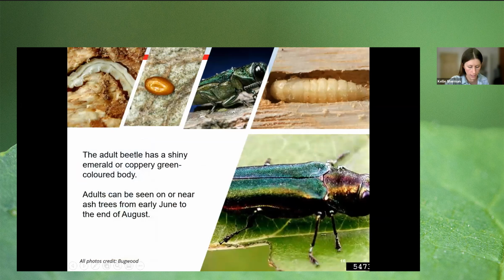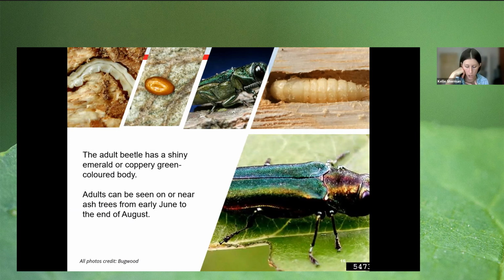So in terms of ID, the adult beetle is probably the most distinctive part. It has that shiny emerald or copper green colored body. The eyes are large, bronze or black and kidney shaped, and the body is quite narrow. I also included a few other pictures of the other life stages. Probably most to note is the larvae.